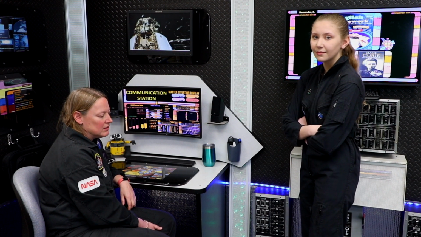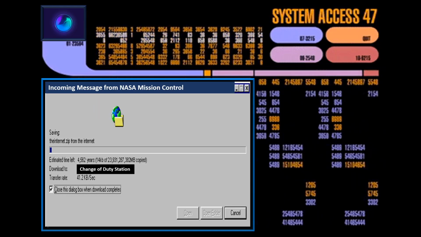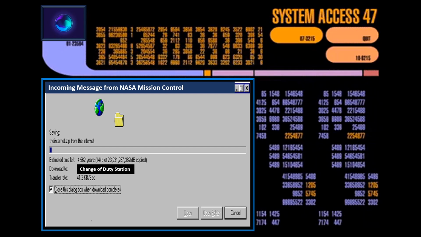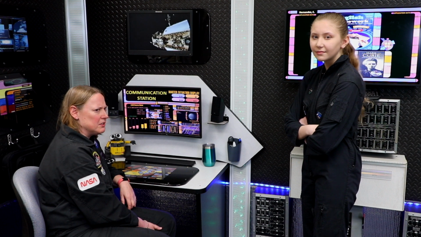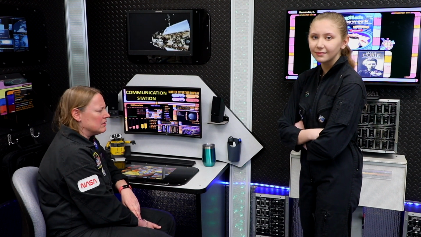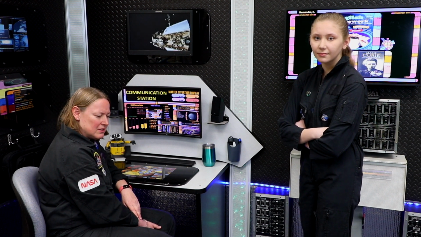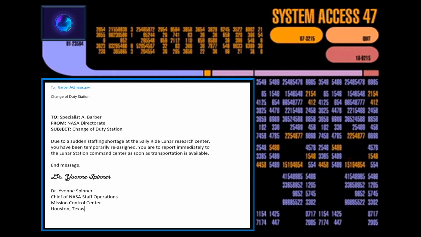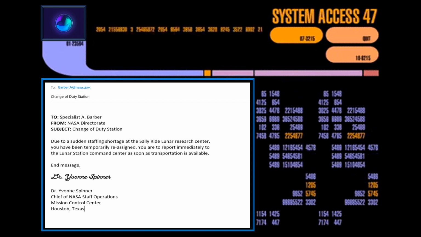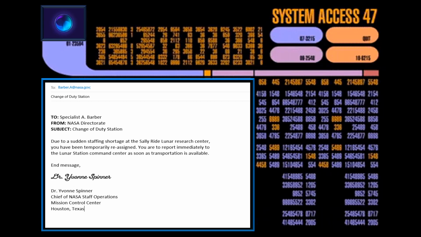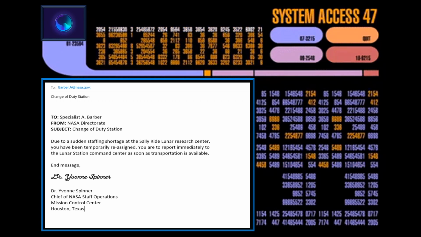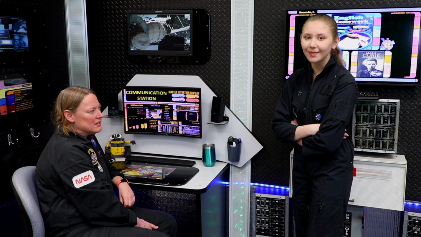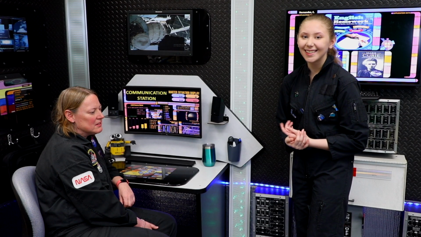Incoming message from NASA Mission Control for you, Specialist Barber. The subject line is Change of Duty Station. Aurora, please read the communication. To Specialist Barber from NASA Directorate. Due to a sudden staffing shortage at the Sally Ride Lunar Research Center, you have been temporarily reassigned. You are to report immediately to the Lunar Station Command Center as soon as transportation is available. End message.